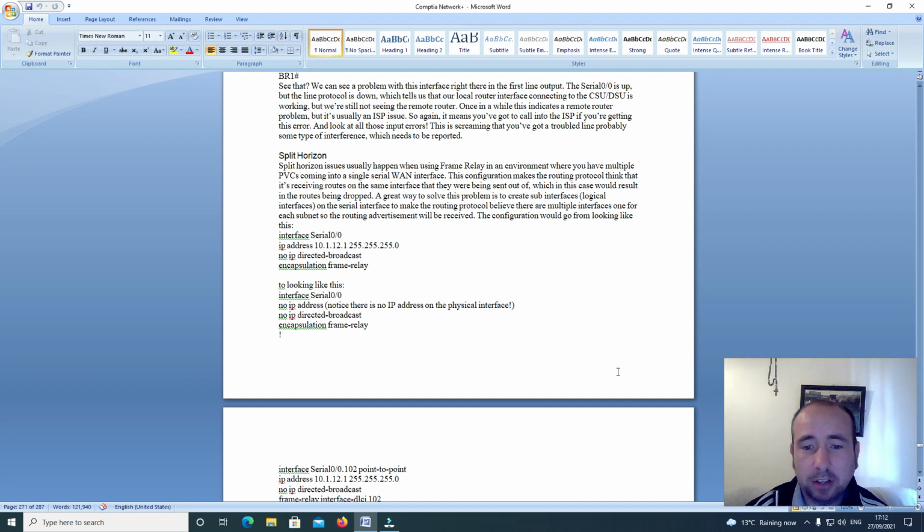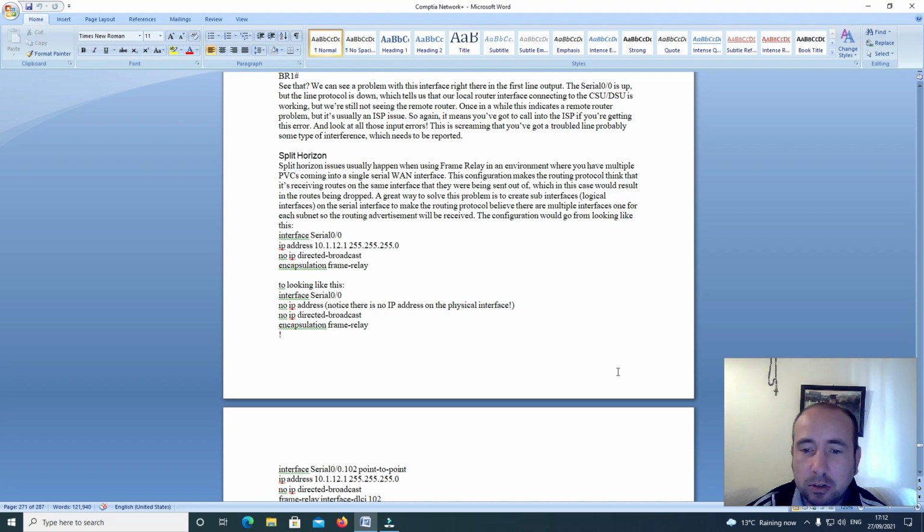A great way to solve the problem is to create sub-interfaces, logical interfaces on the serial interface, to make the routing protocol believe there are multiple interfaces, one for each subnet, so the routing advertisements will be recorded.